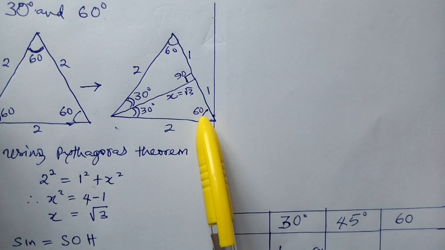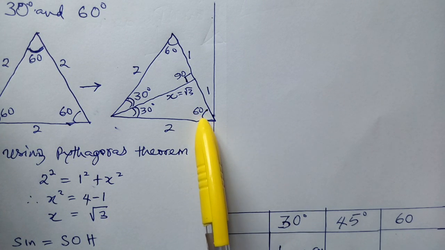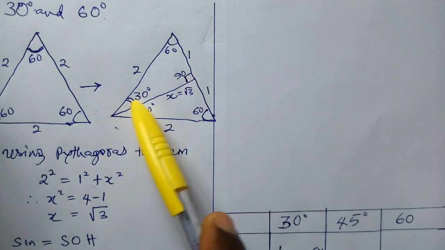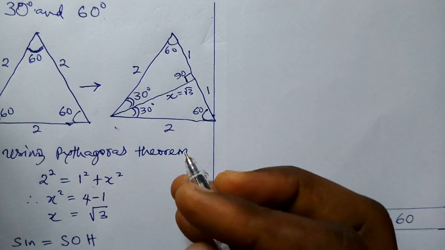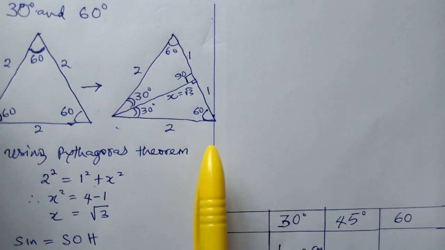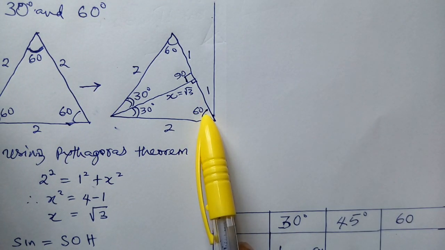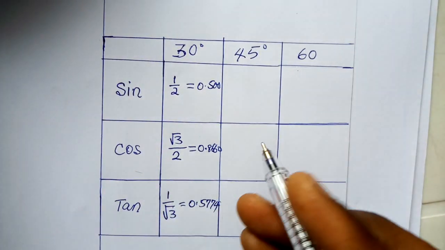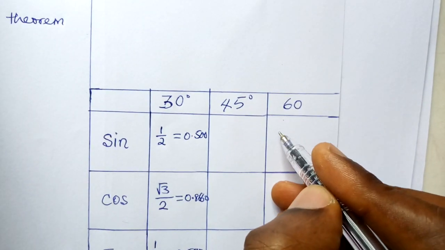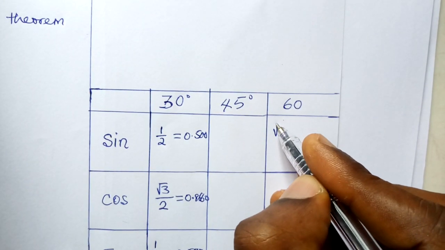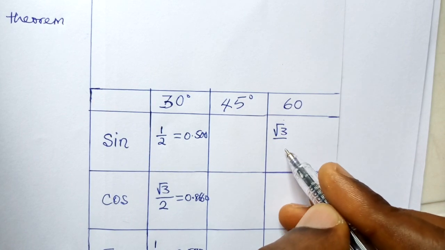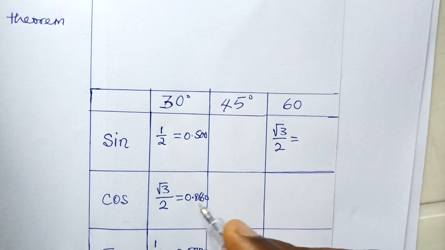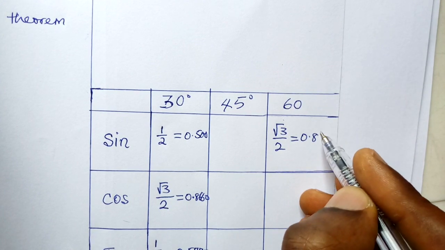So from here, you will also see that there is 60. For sine 60, the adjacent of 60 is this, the opposite is this line, and the hypotenuse is this, because here also is 90 degrees. So we say sine 60 is opposite over hypotenuse. We come here and write opposite is root 3 over hypotenuse 2. And root 3 over 2 is 0.8660.